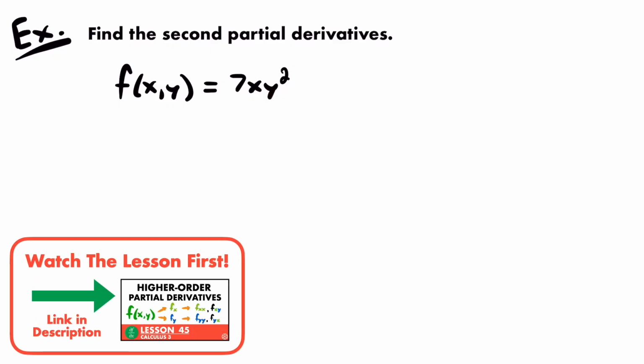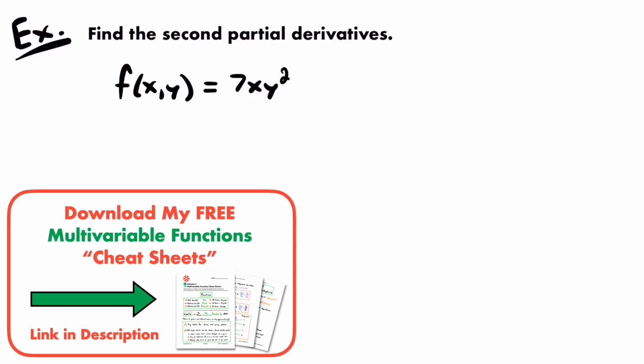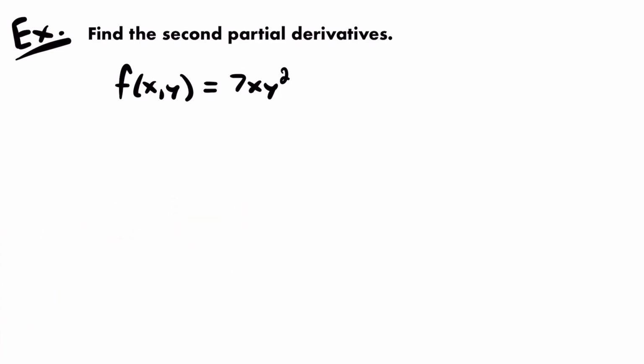Okay, so to find the second partial derivatives of a multivariable function, we have to start by finding the first partial derivatives. Because from each first partial derivative, we can find two second partial derivatives. All right, it works like this. We start with f of xy, and then we can take two partial derivatives, a partial derivative with respect to each of the independent variables.